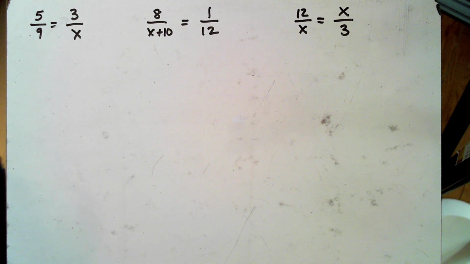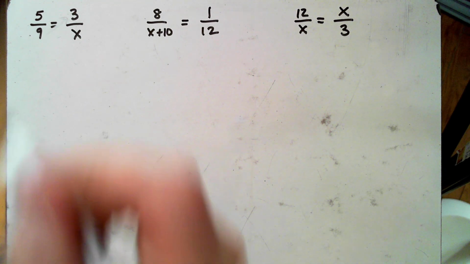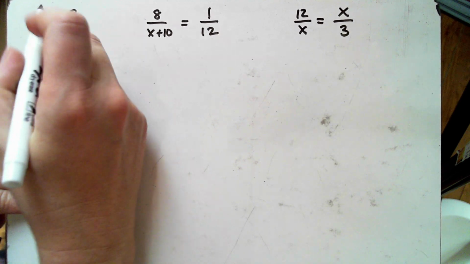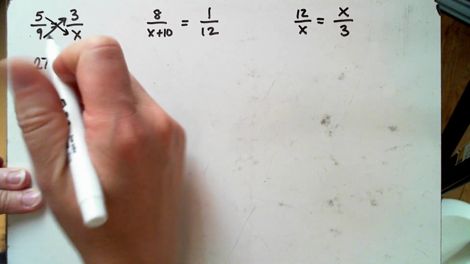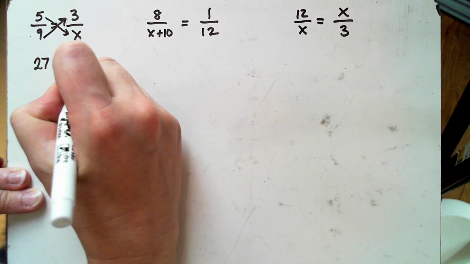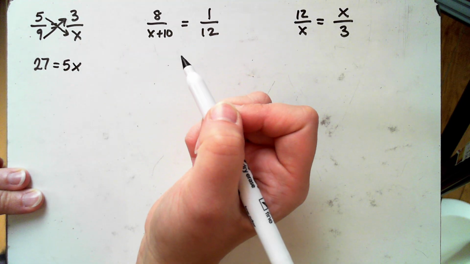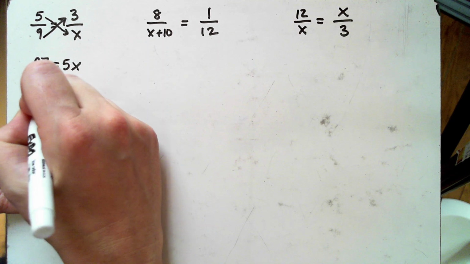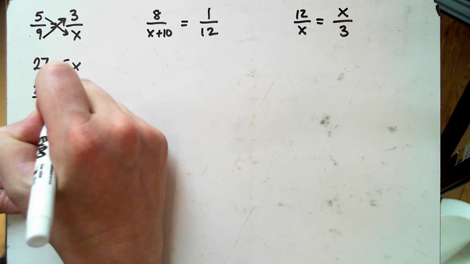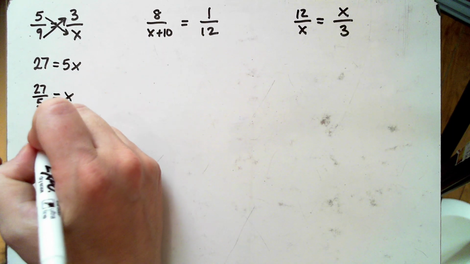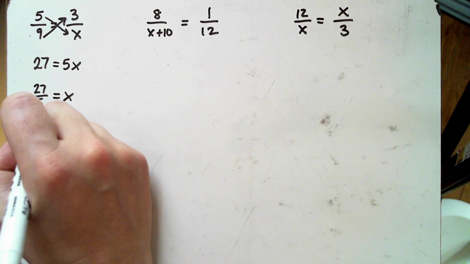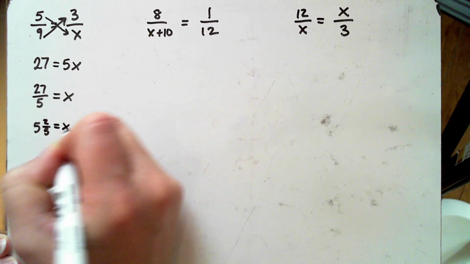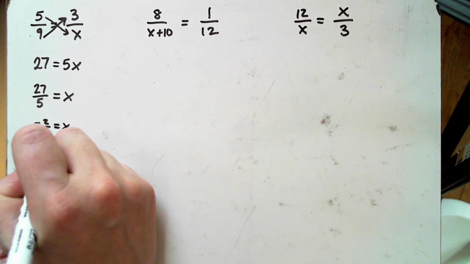So I'm going to do 9 times 3 first, and 9 times 3 is 27. And then I'll do 5 times x, which is 5x. Now we're left with a one-step equation, so all I need to do is divide by 5, and my answer is 27 divided by 5, which is 5 and 2/5, or 5.4 if you prefer.